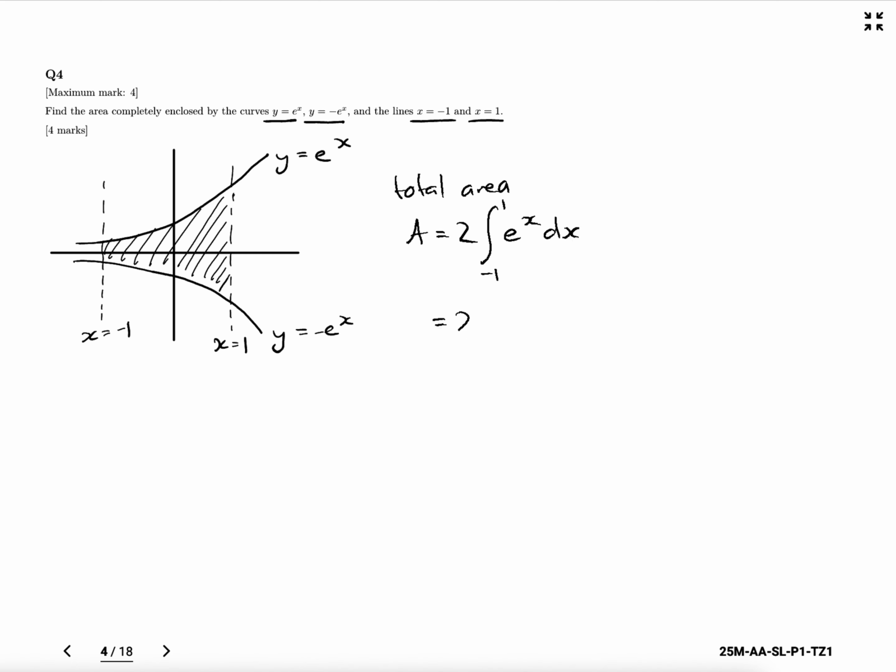So that means that we only have to integrate e to the power of x. And integrating e to the power of x, you get e to the power of x. And then we substitute the limits in. So you get e to the power of 1 minus e to the power of -1, which is the same as 2 times (e minus 1 over e).